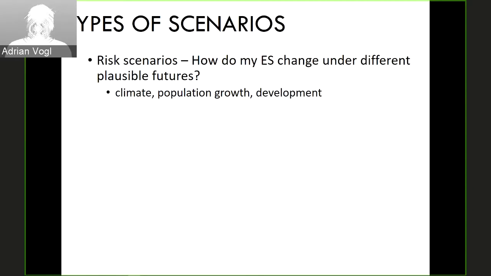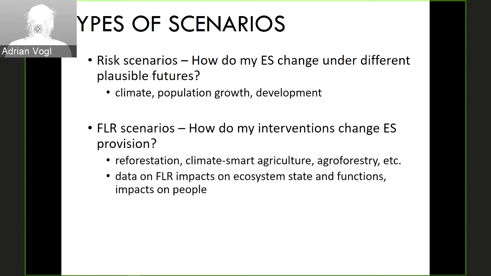And there's actually different kinds of scenarios you can think about using. Of course, the first kind is, before we even get to implementing activities, we can think about risk. So how are the current ES likely to change under different plausible futures? You could look at climate change, population growth, development, to again help identify areas that maybe are more at risk, that might be more in need of some interventions as a way to prioritize.